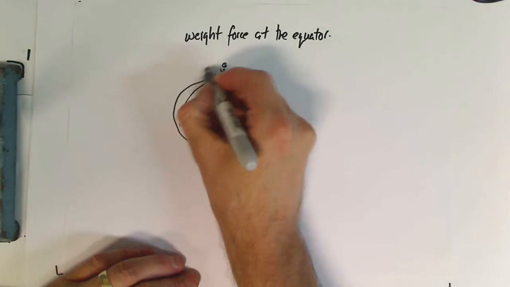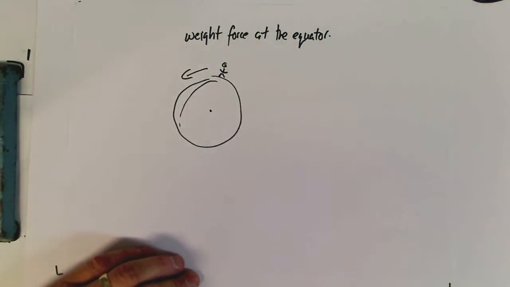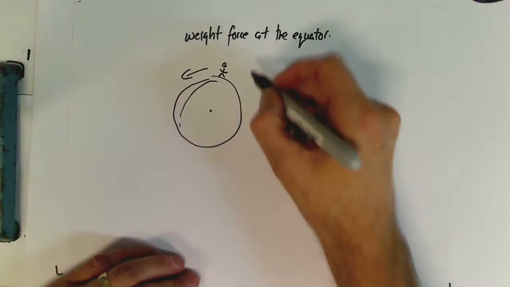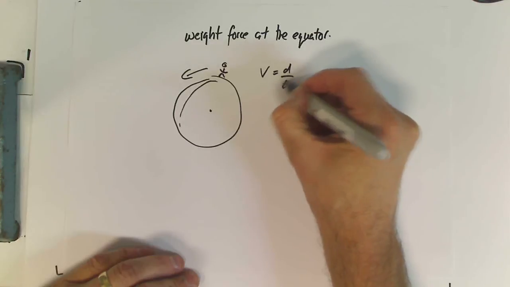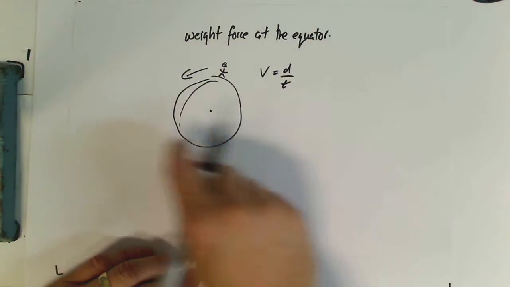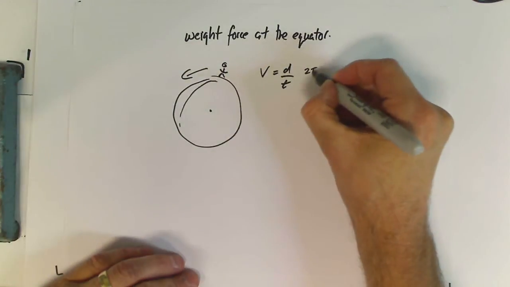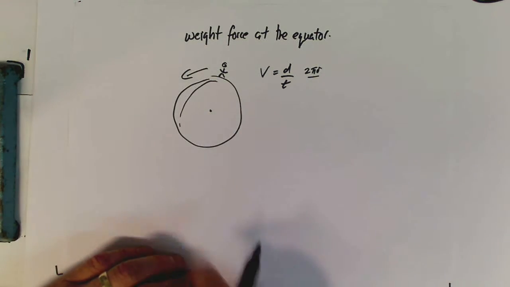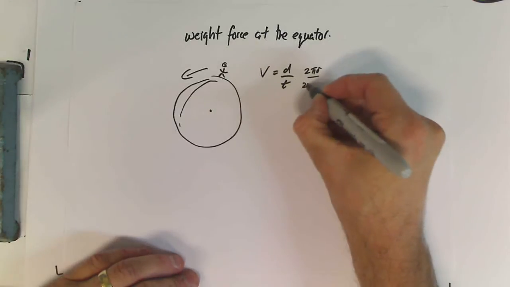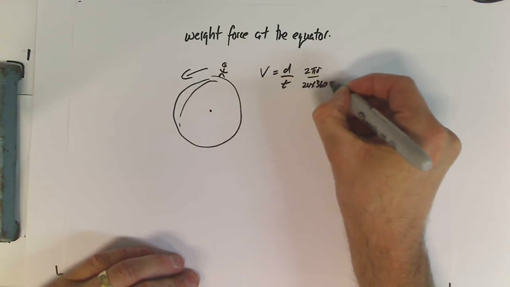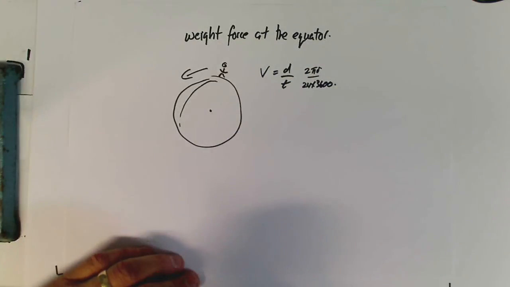So that person is spinning round. And the speed they're spinning around at, v, is just the distance divided by the time, right? The distance being the circumference, which should be 2 pi r, divided by the time it takes for them to spin round. And to go around the world once is 24 hours times 3,600 seconds, right? So we could calculate that velocity.